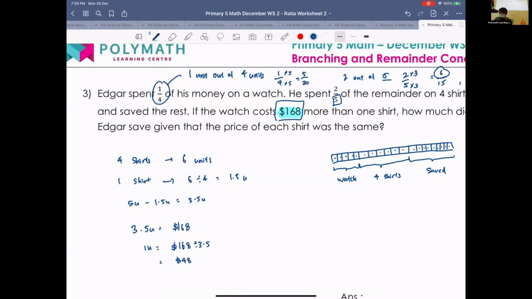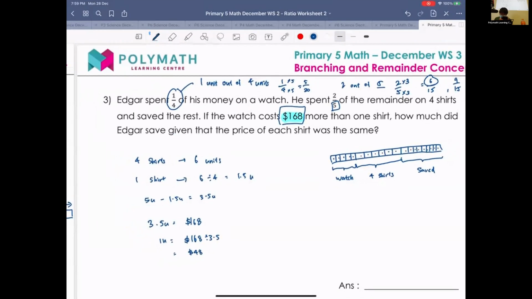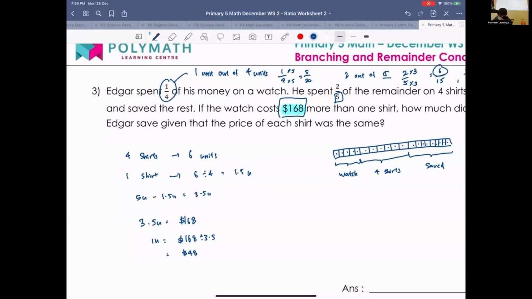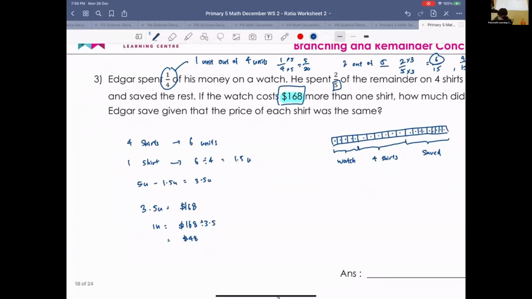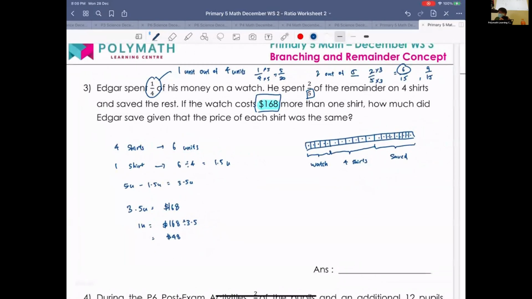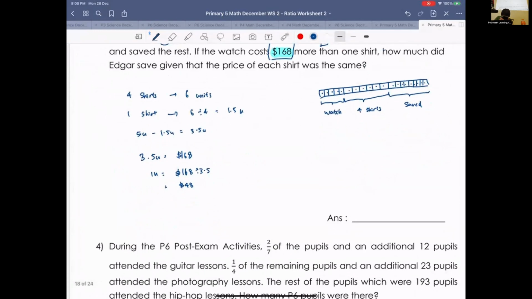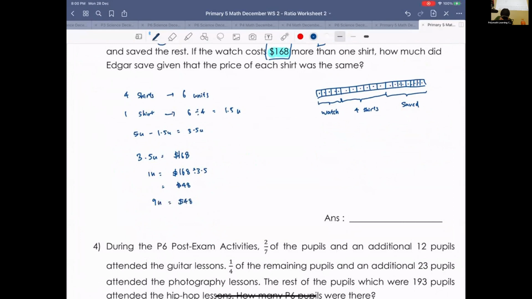Now you're happy. You found 1 unit already. You are on the right track already. So how much did Edgar save, given that the price of each shirt was the same? He saved a total of 9 units here. 9 units. So $48 times 9 will give you the answer: 432.